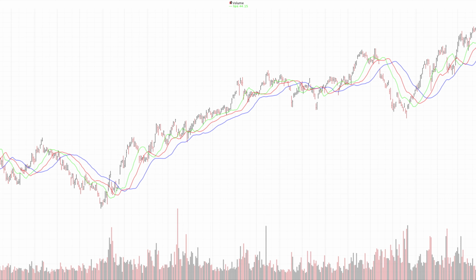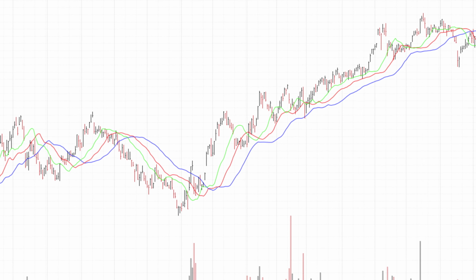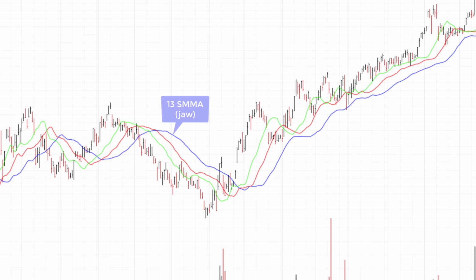The indicator uses three different smoothed averages. It starts with a 13-period average, which is smoothed by 8 bars. This is called the jaw. Second is the 8-bar average, smoothed by 5 bars. This one is known as teeth. And the last one is the 5-bar average and is smoothed by 3 bars, also called the lips.